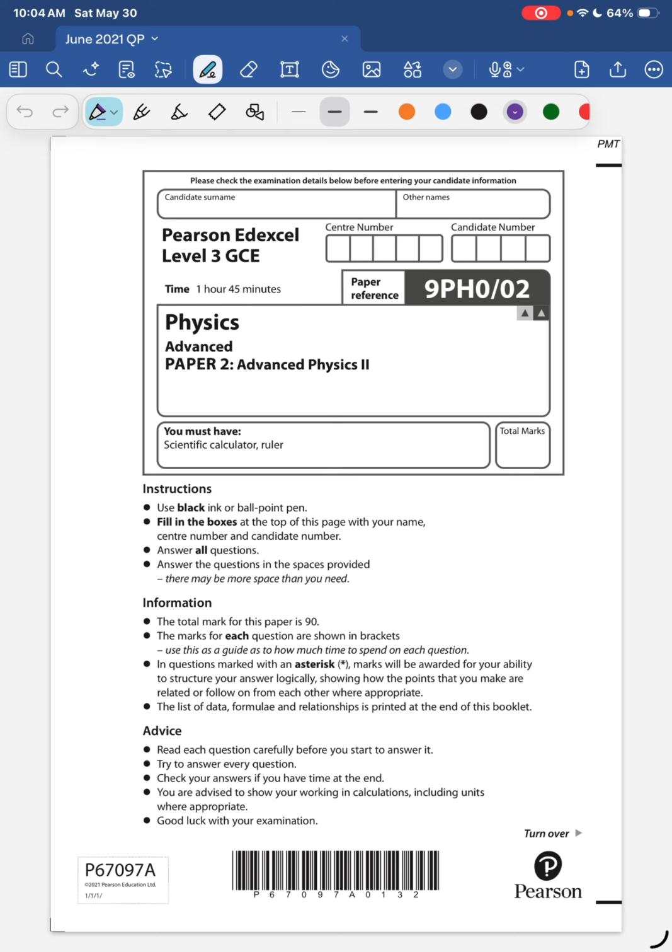But anyway, someone requested the paper 2 from 2021, and this is the Edexcel curriculum from the UK. For some reason, they call it level 3 GCE. I don't know what level 3 means. I guess level 1 is the GCSEs, and then maybe level 2 is the AS level. I don't know. Let me know in the comments. So this is Advanced Physics 2 from 2021.